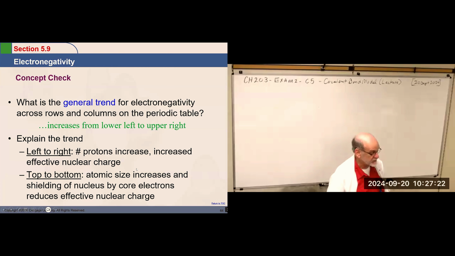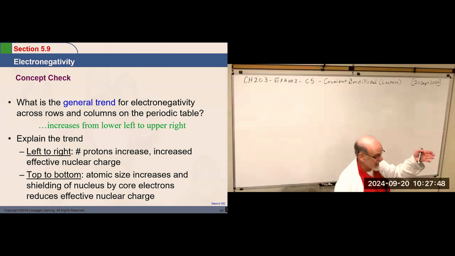So what's the explanation for it, though? Well, if you go from left to right in a period, you get an increasing number of protons. And that means a stronger nuclear charge is pulling on those electrons. So we call that an effective nuclear charge.